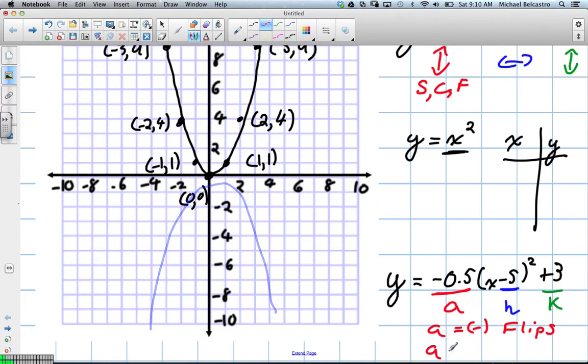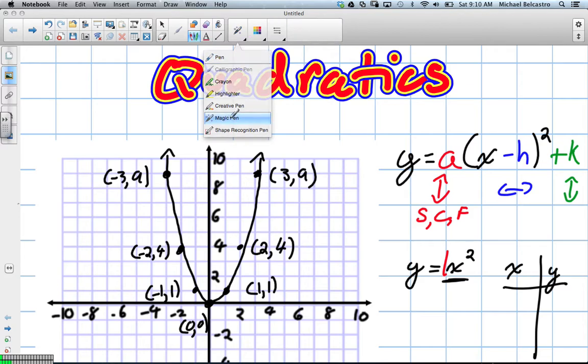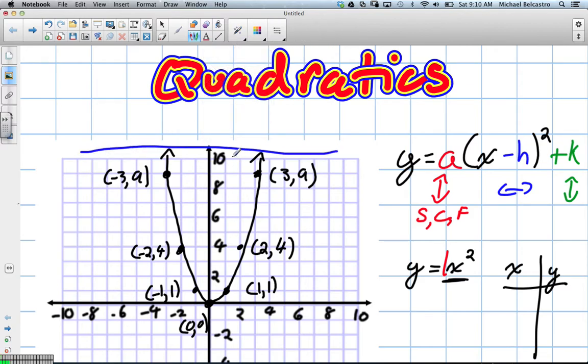When I talked about a here, a is 1 in that case. Here it's 0.5. So when a is less than 1 but greater than 0, it's vertically compressed. What does that mean, vertically compressed? Think of it as being squished. If there was a flat line on this, pushing this down, it would make this wider. That's what compressed means.